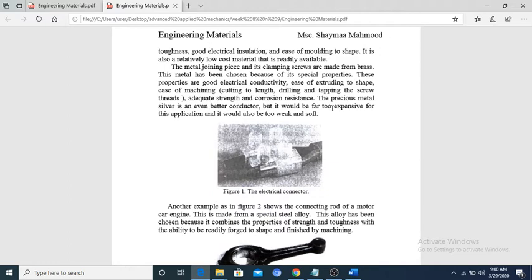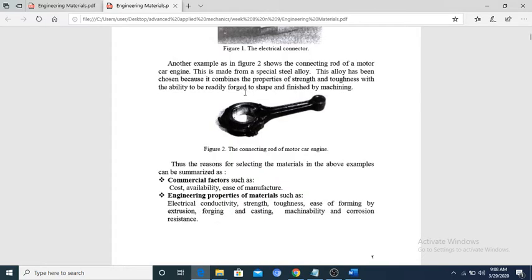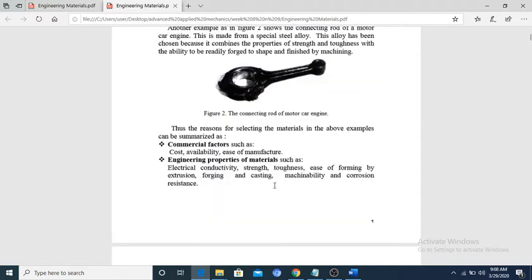Another example, as in figure 2, shows the connecting rod of a motor car engine. This is made from a special steel alloy. This alloy has been chosen because it combines the properties of strength and toughness with the ability to be readily forged to shape and finished by machining. So when you want to select a material to develop an engine, for example a motor car engine, you can select these alloy materials.